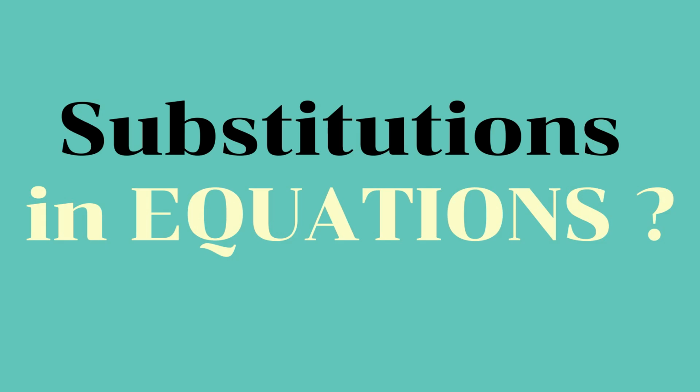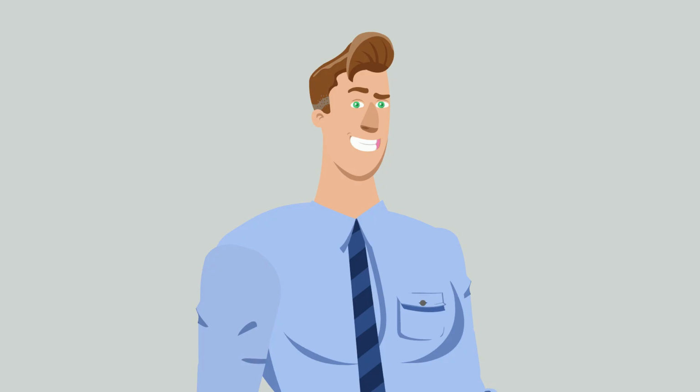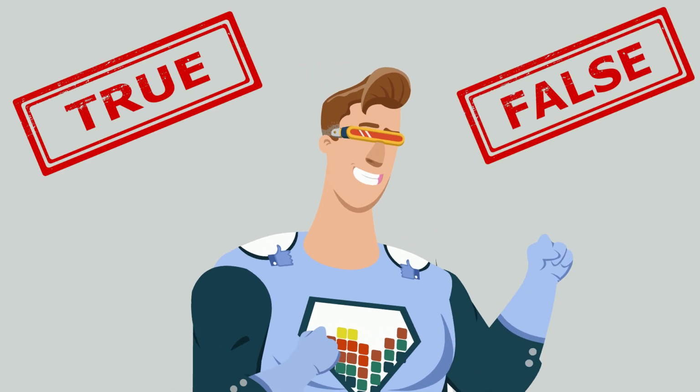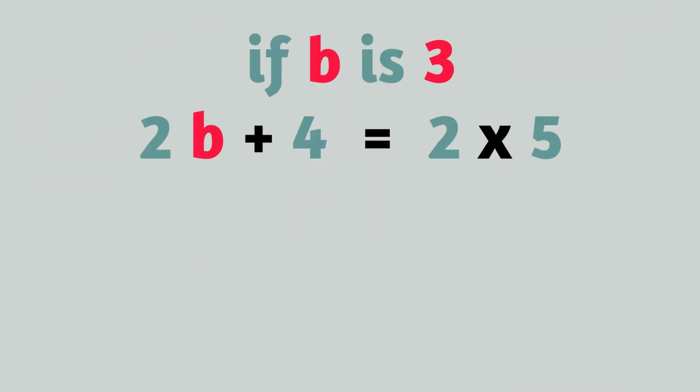Substitution. If you have an equation with a variable and you are given its value, you are expected to substitute it. Then you can check if your equation is true or false. Check this example. If b is 3, figure out if this equation is true or false.